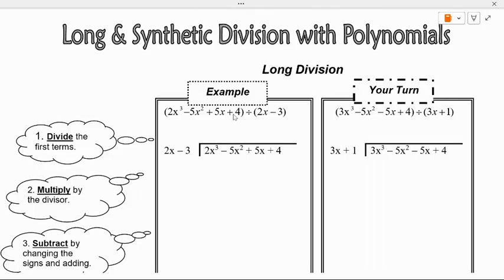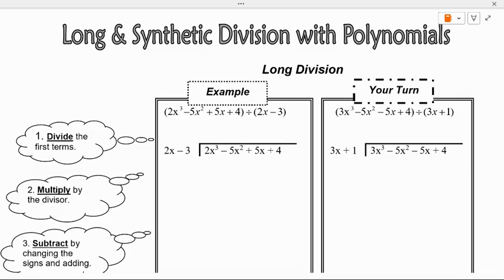Okay. So we're talking about polynomial division. We're dividing polynomials. You'll notice that this is pretty much set up just like how you learned how to take 45 and divide it by 9, right? So here's what you're doing. We're taking the polynomial 2x cubed minus 5x squared plus 5x plus 4, and we're dividing it by the binomial 2x minus 3.